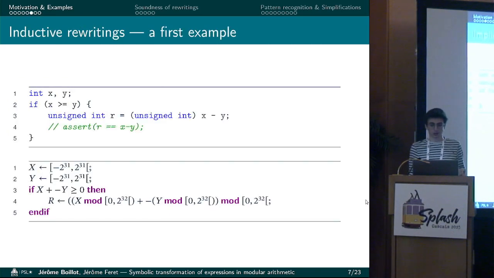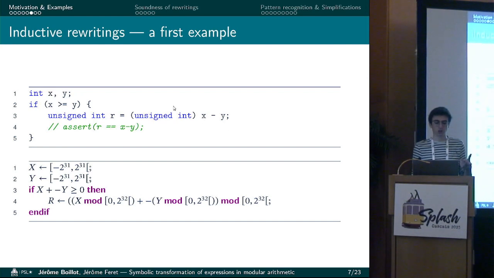So now we want to rewrite, as I said before. Let's consider this example where we have two integers x and y, and x is greater or equal than y. And we want to compute the distance between those two variables, so x minus y.